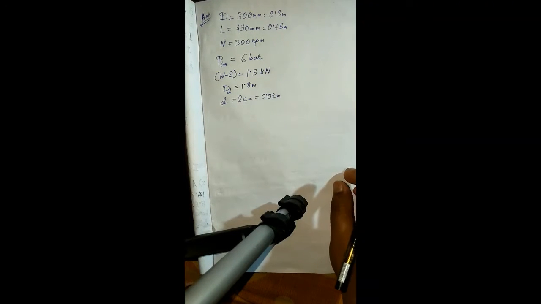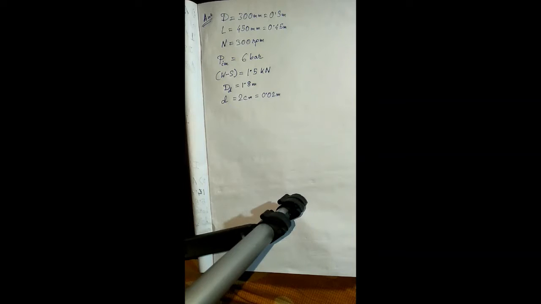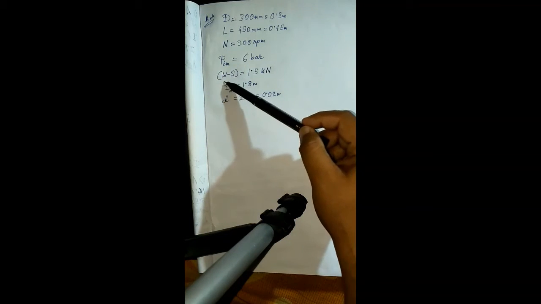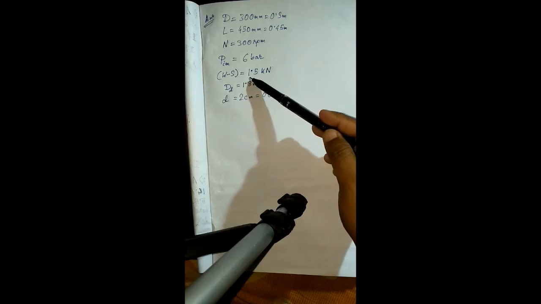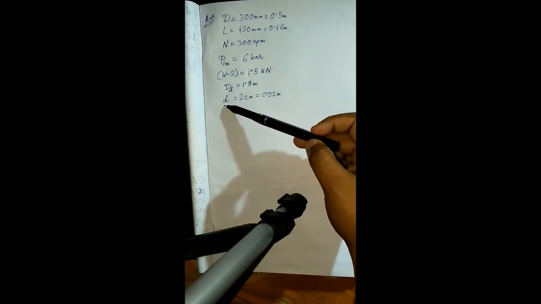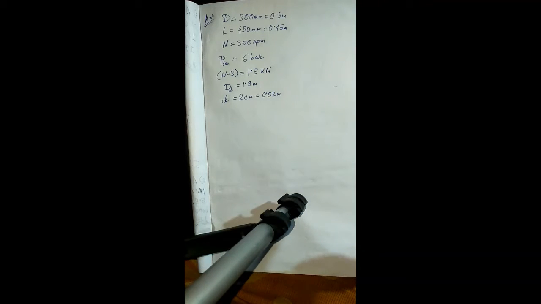The bore diameter is given as 300 mm, so that means 0.3 meter. Stroke length is 450 mm, that is 0.45. Engine speed is 300 rpm. Indicated mean effective pressure is 6 bar. Net brake load, W minus S, is 1.5 kilonewton. Brake wheel diameter is 1.8, that is capital D, and the small d is the rope diameter, that is 2 centimeter, 0.02.